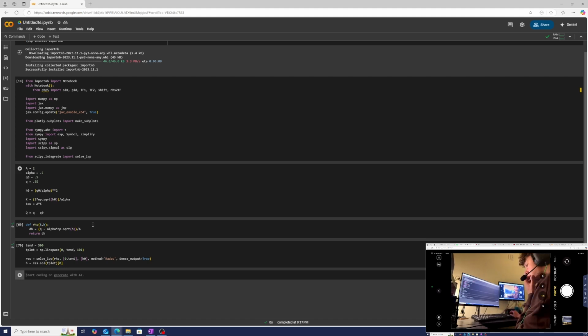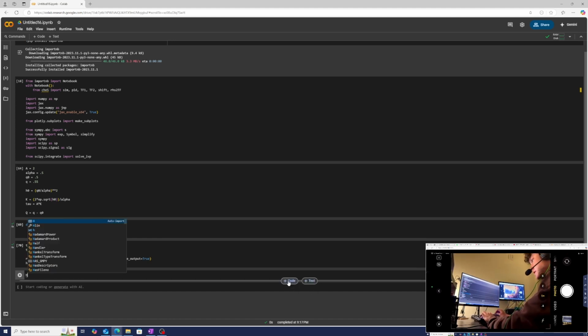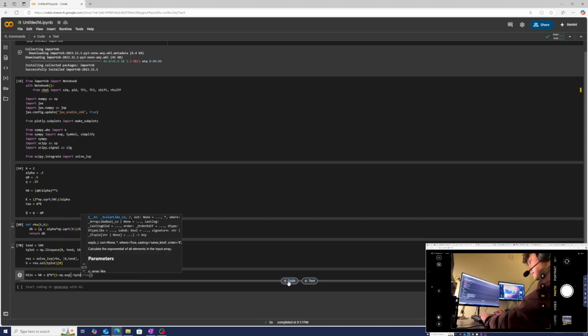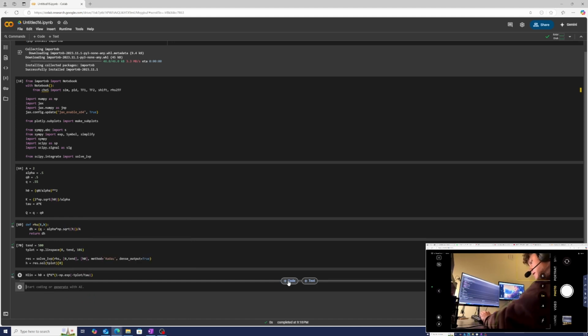So we have that, and then we also want to do our linearized solution, which we'll call hlin, and this is going to be equal to our h0 plus our q multiplied by k, and this is multiplied by 1 minus np exp of minus t-plot, our time, divided by tau, and then we will just plot these out.